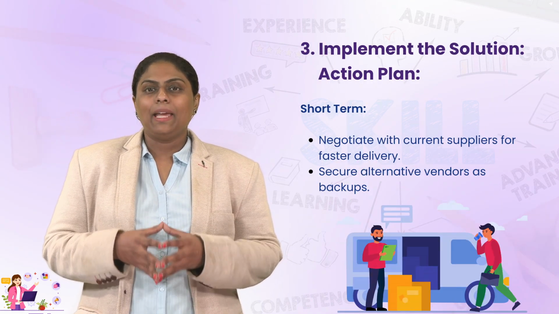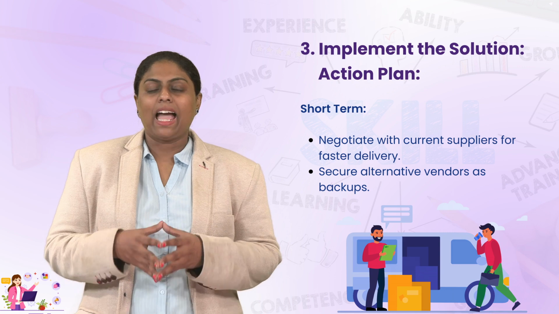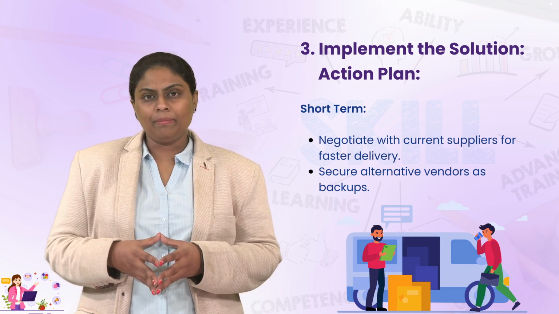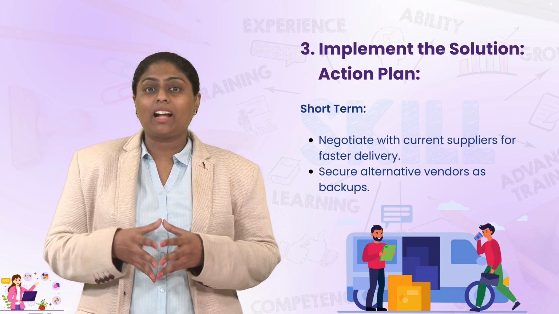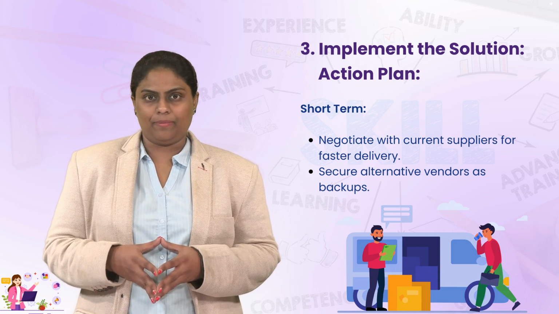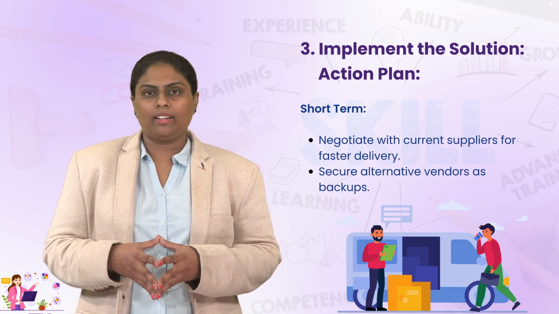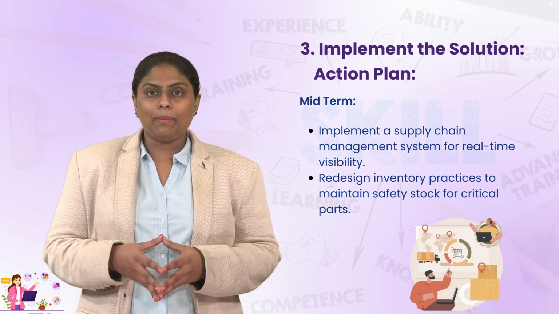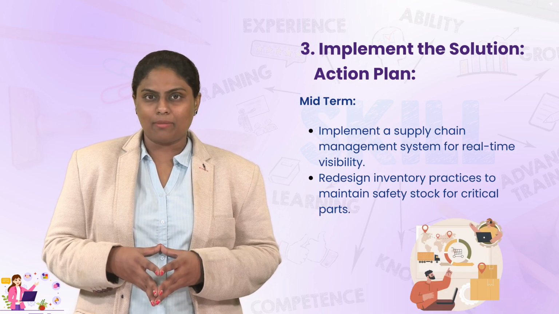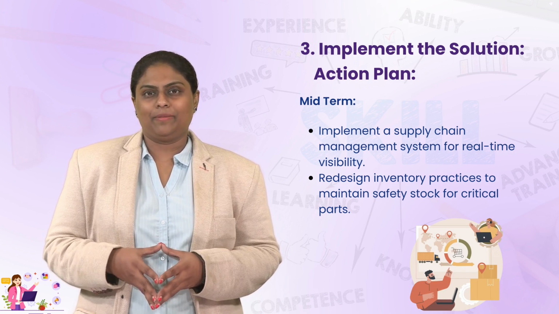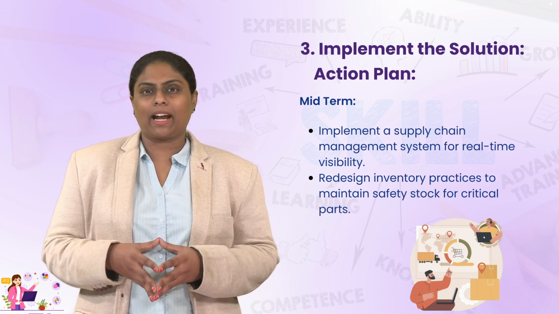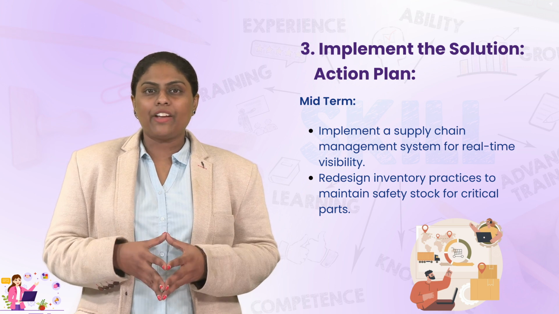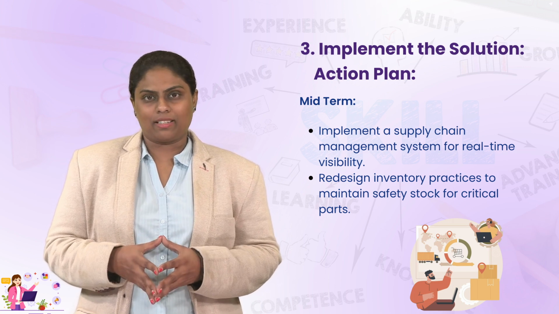Third one is the implementation of the solution. Action plan, short term, negotiate with the current suppliers for faster delivery. Secure alternative vendors as backup. Midterm, implement a supply chain management system for real time visibility. Redesign inventory practices to maintain safety stock for critical parts.